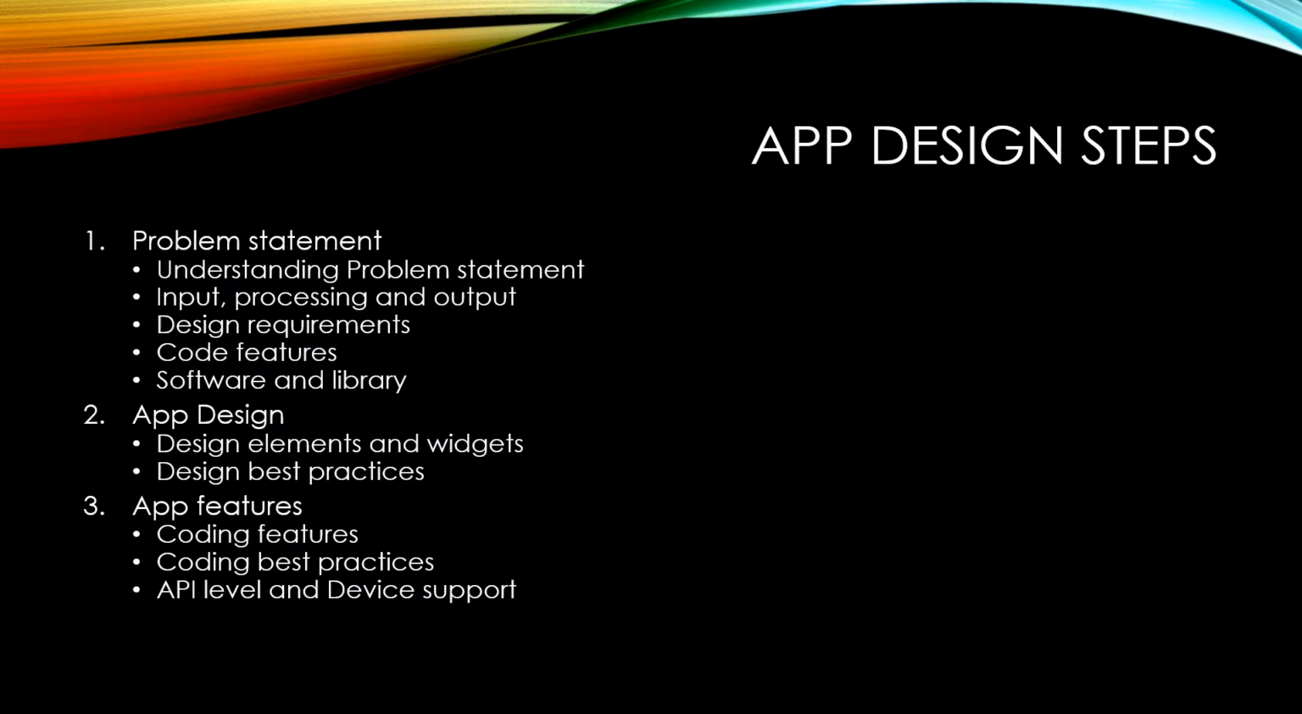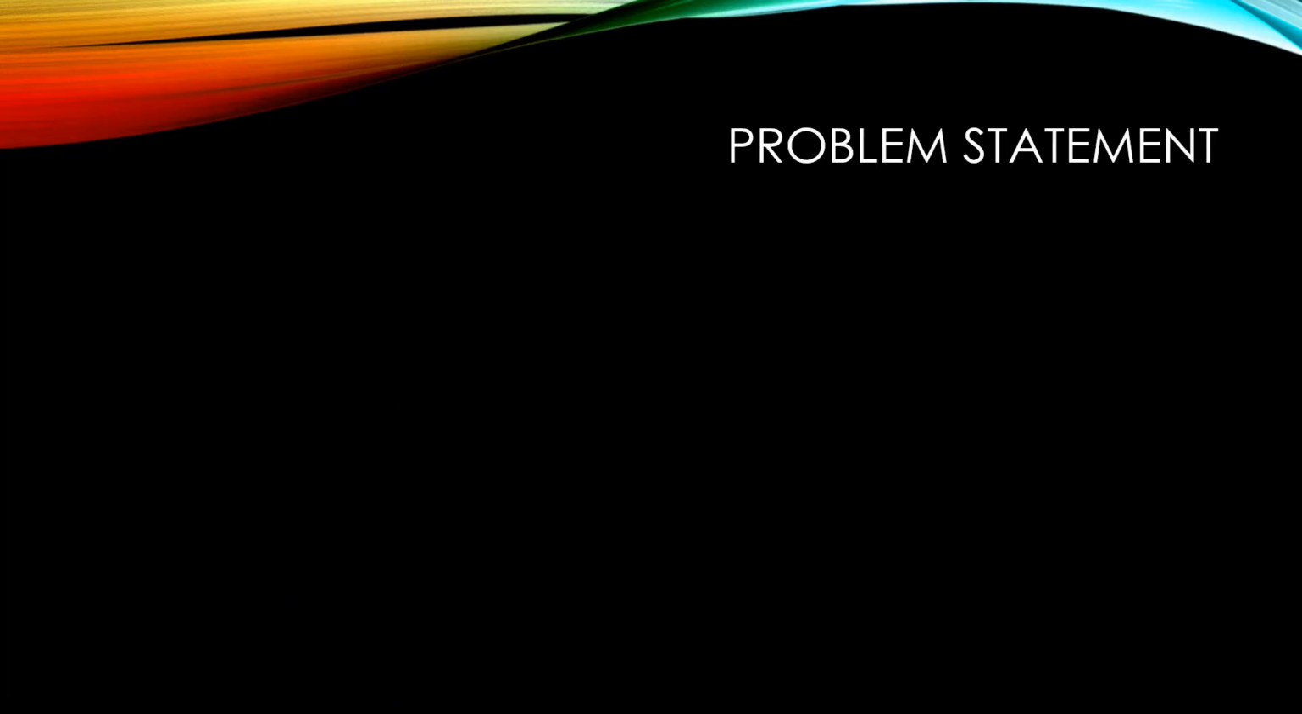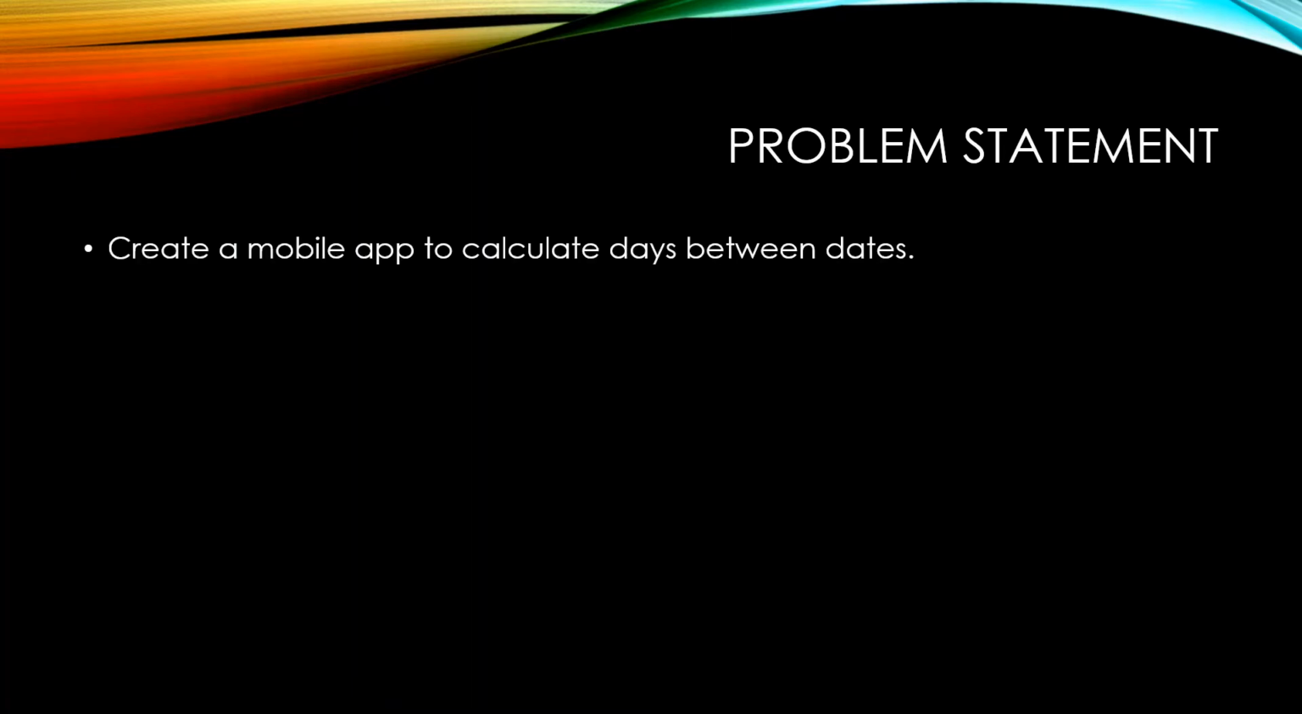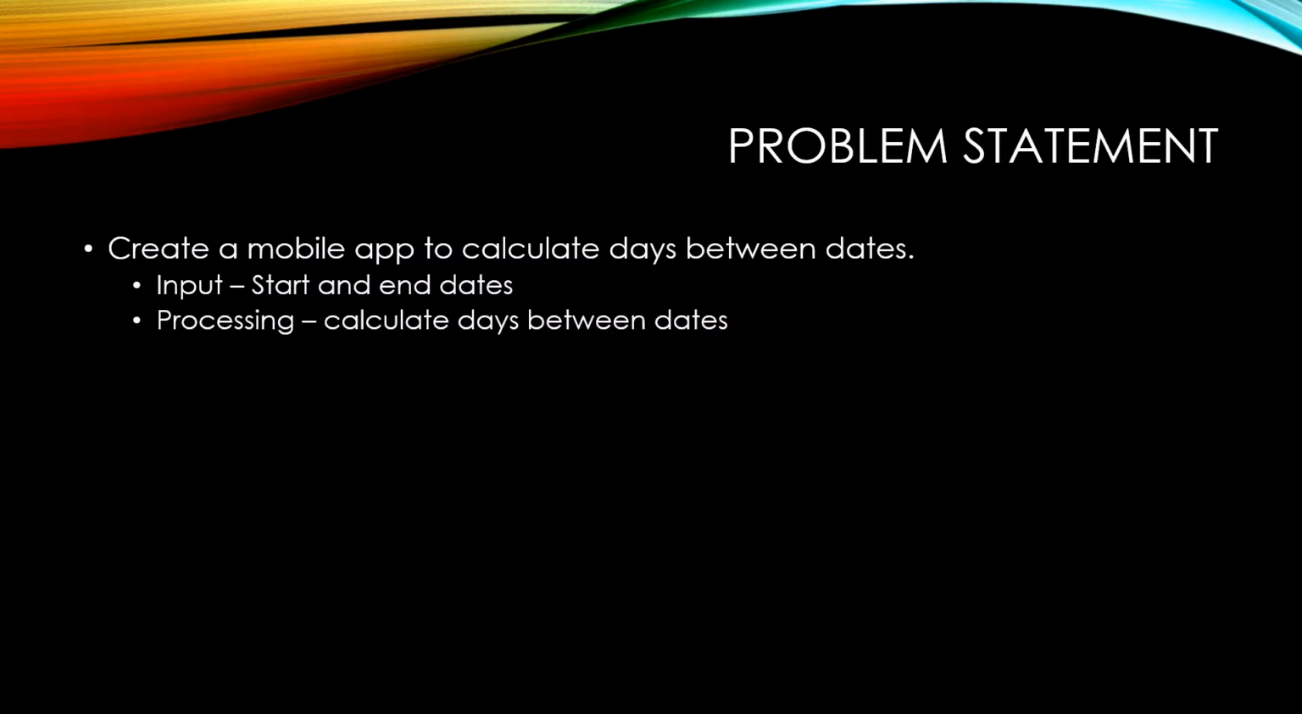days between dates. Next we'll see the problem statement, which is: create a mobile app to calculate days between dates. So this is our problem statement. What we gather from this: number one, input, we need a start date and an end date. This is the input we get from the user. Processing: we calculate the days between these two dates which we have received from the user.